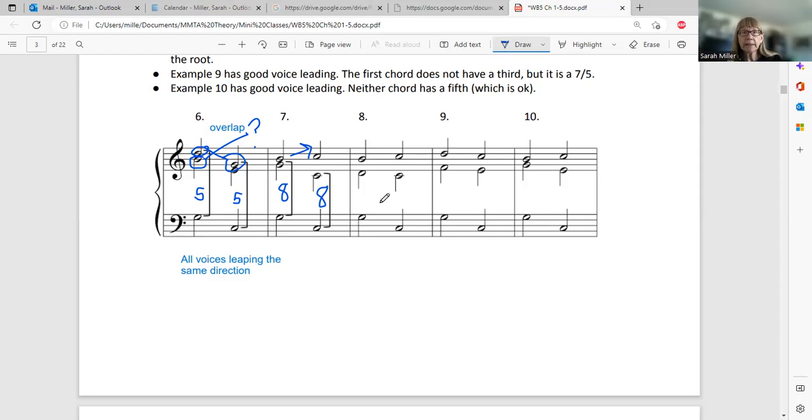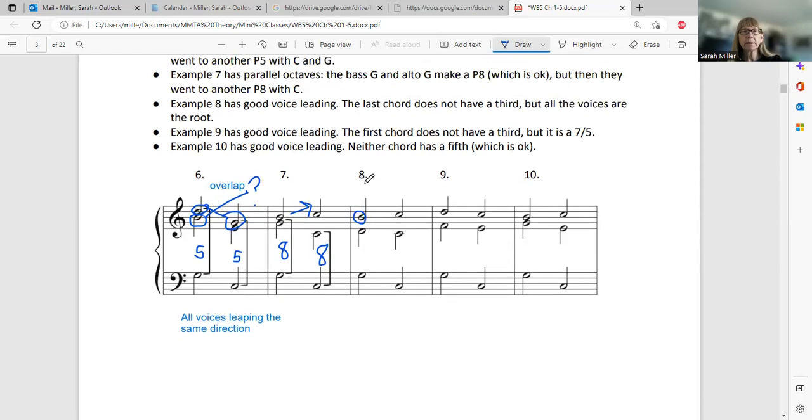Now, number 8, G, B, D, I see all of the notes of the chord. The B goes up to C, that's the leading tone. That looks correct. And the D can go down to C. I see nothing wrong with this one. And look, it says example 8 has good voice leading.